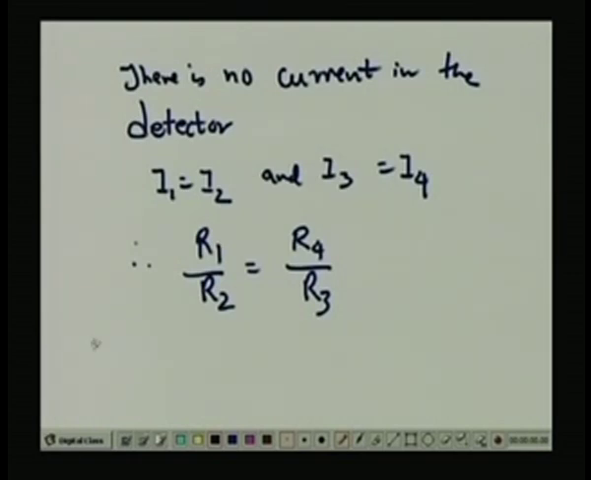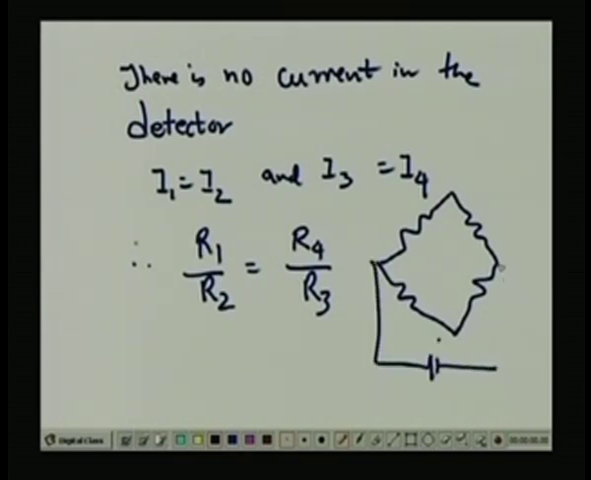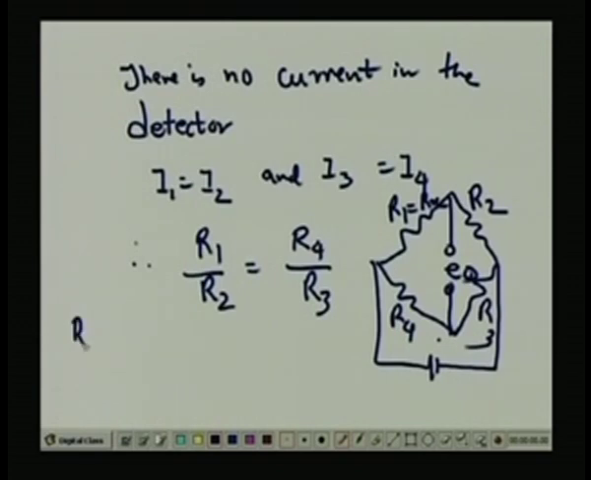Now, what will happen? Suppose R1 is the unknown resistance, that means our circuit looks like this. If I redraw the circuit, R1, R2, R3, R4. So, this is our output voltage. Suppose now R1 equal to Rx, the unknown resistance or strain gauge. I can write Rx equal to R4 by R3 into R2, is it not?